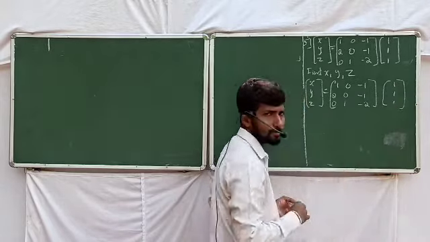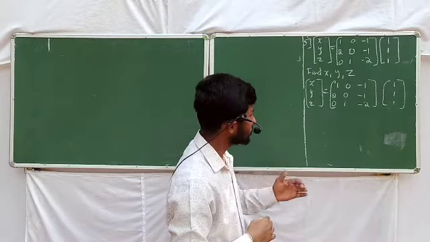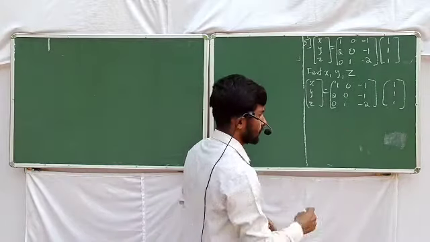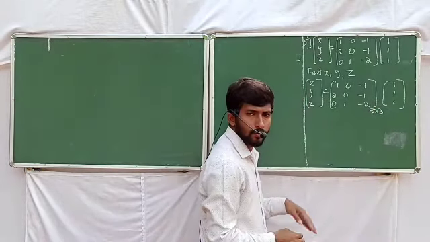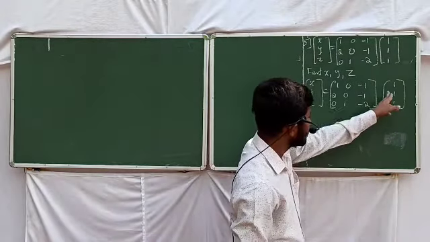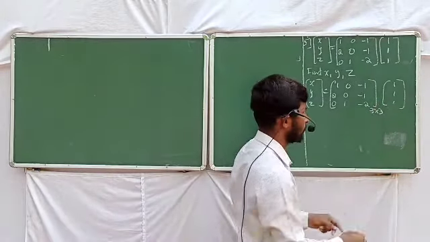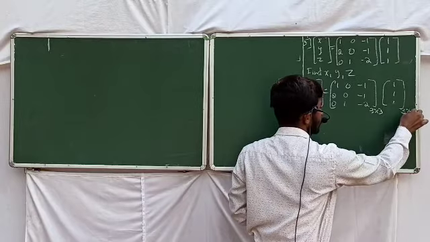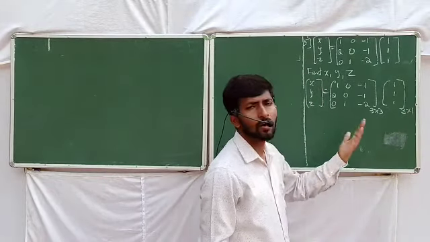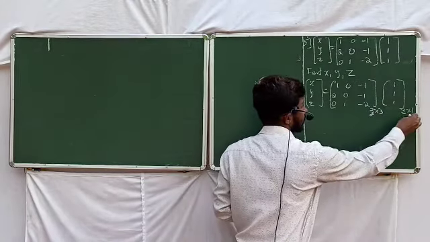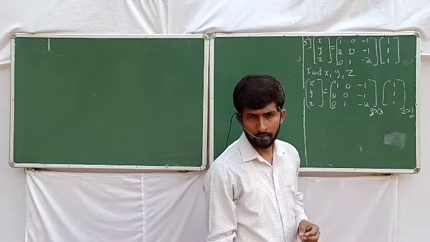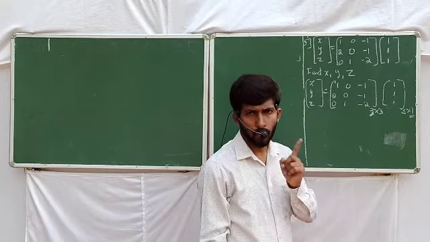Okay, matrix multiplication. First see the order of the first matrix. Order of the first matrix is 3 by 3. What's the order of the second matrix? 3 rows, 1 column. Therefore, here it's equal to 3 by 1. What is the order of the resultant matrix? Order of the resultant matrix is equal to 3 by 1. That means 3 rows and 1 column.